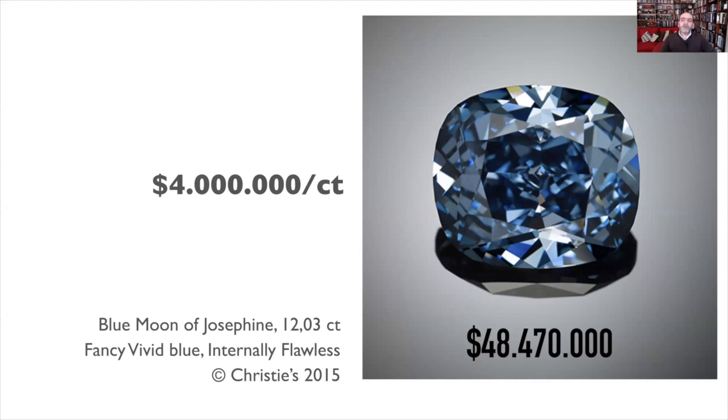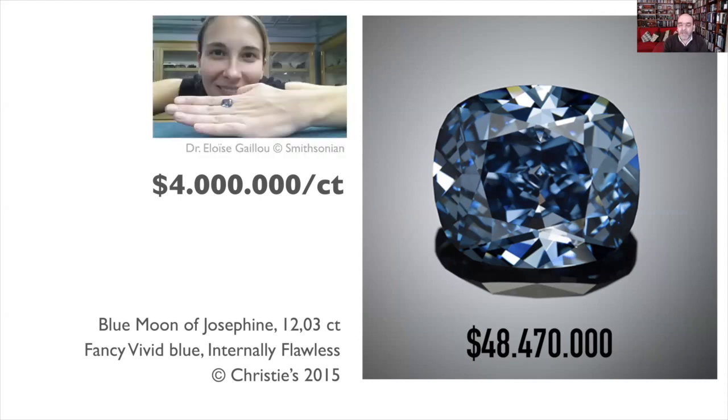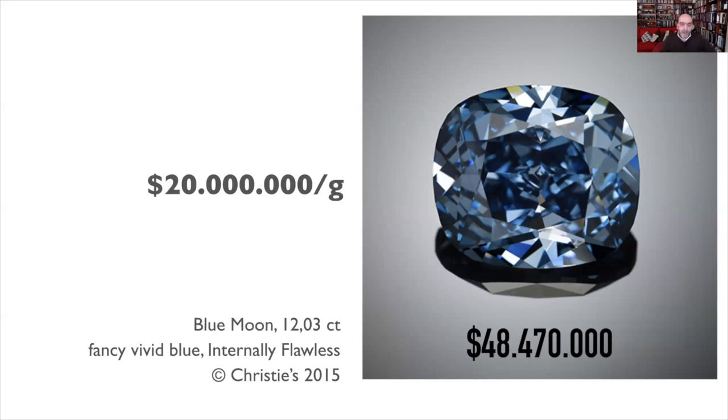And do you remember Eloise Gaillou? She joined us a couple of webinars ago, talking about fancy colored diamonds, and she's holding $50 million. You see, $50 million like this. So if we convert it to grams, it's about $20 million a gram. By the kilo, $20 billion a kilo.